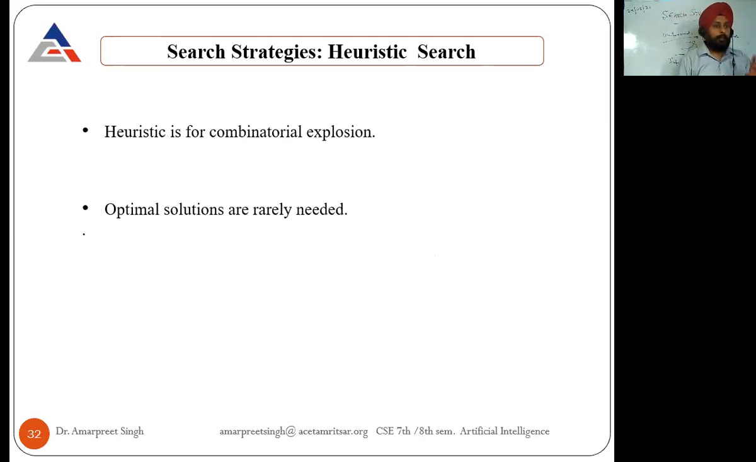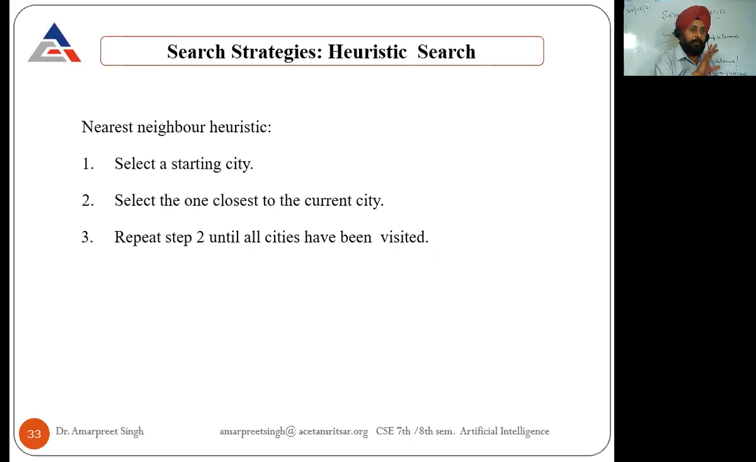So heuristic is for combinatorial explosion. The search space is very large and you cannot search all the things. Therefore, you choose the most promising path. Optimal solutions are rarely needed. So these are the defining characteristics of heuristic search. The final solution is not guaranteed, but it is very fast.